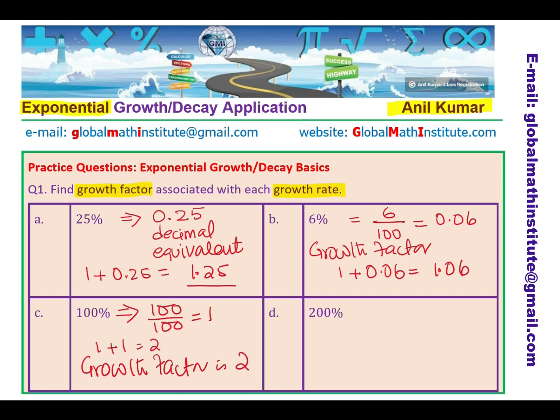And if it is 200%, it is equivalent to 200 over 100, which is 2, and the factor will be 1 plus 2, which is 3, right? So you get the idea of how we find the growth factor. Clear? Now let's see the reverse of it in question number two.